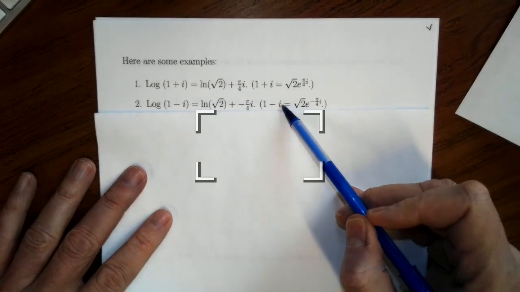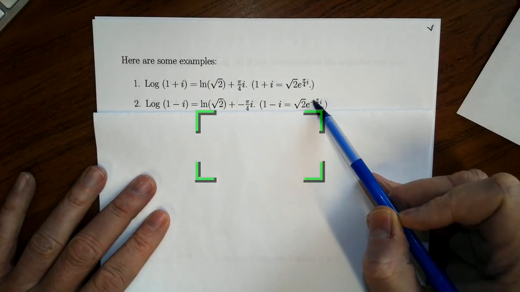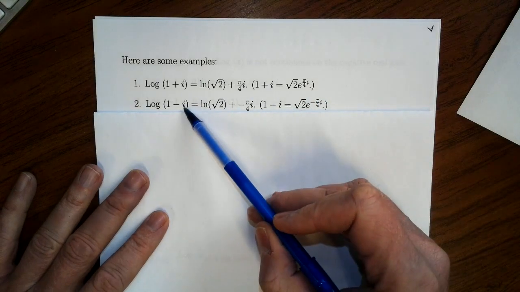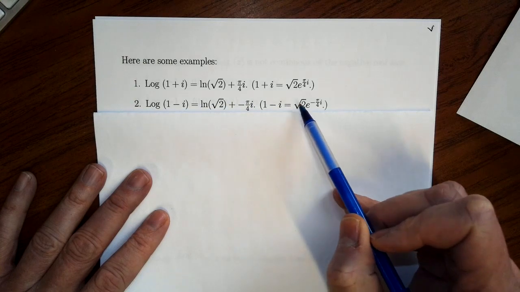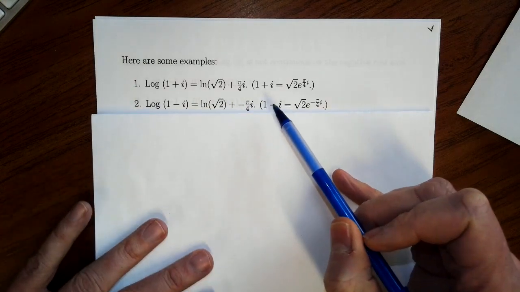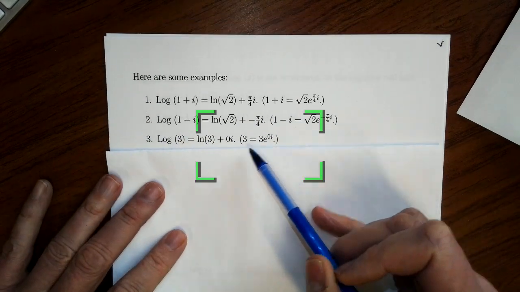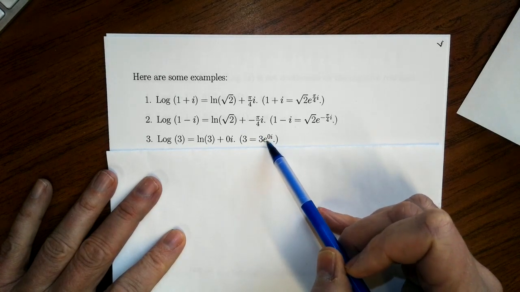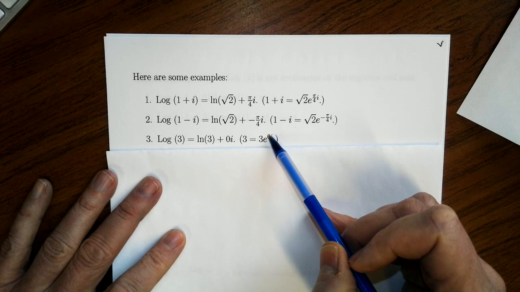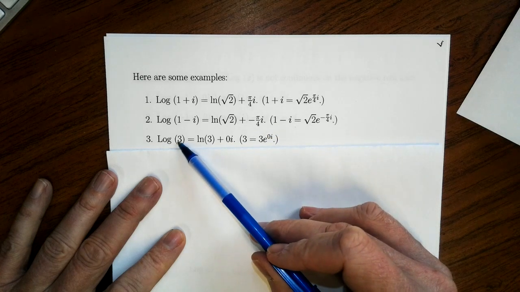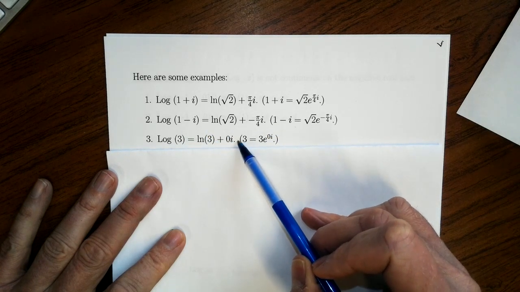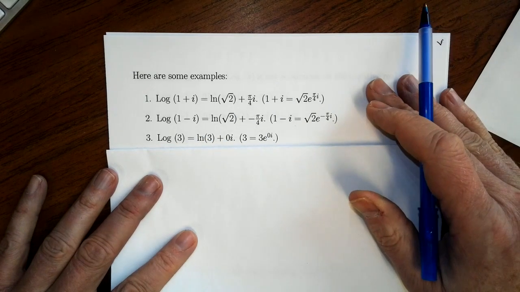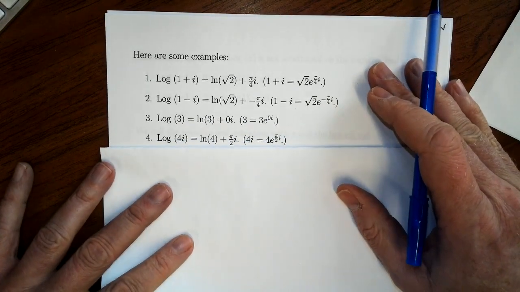Previously, we showed that 1 minus i is root 2 e to the minus pi over 4 i. This was the principal argument. So that says the log of 1 minus i is the natural log of root 2 minus pi over 4 i. That log of 3, well, we showed that 3 equals 3 e to the 0i. The principal argument was 0, so log of 3 is the natural log of 3 plus 0i, and that's exactly what we want. We want the new log to be the same as the old log for real numbers.